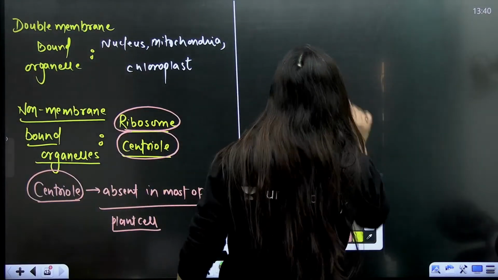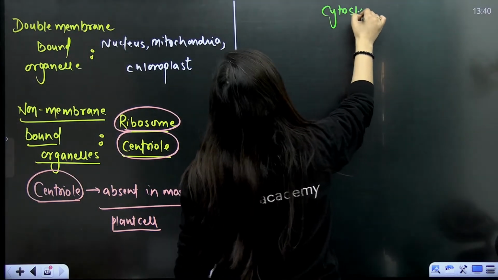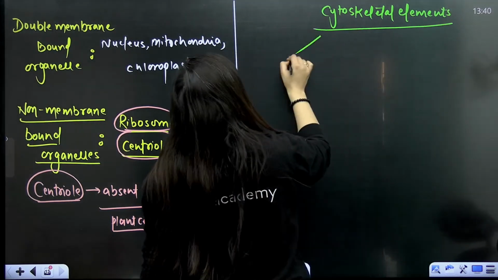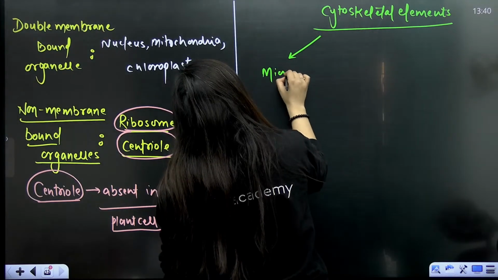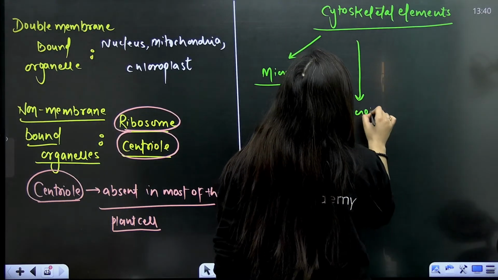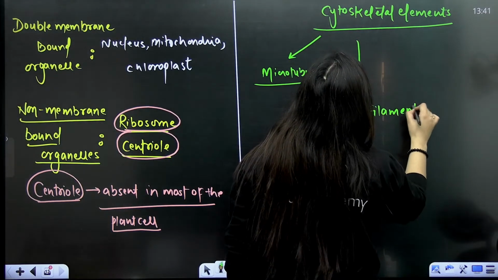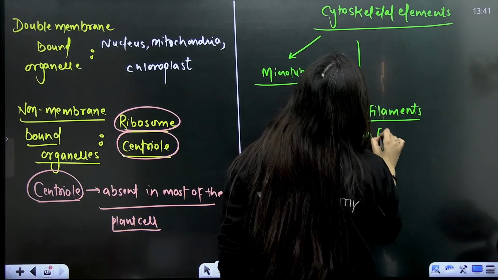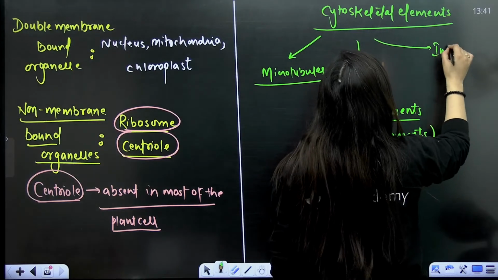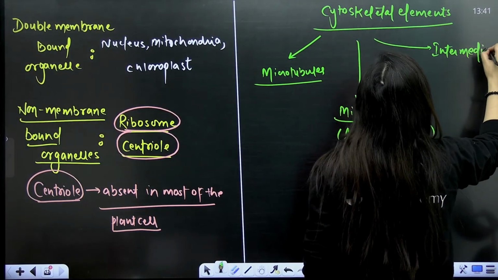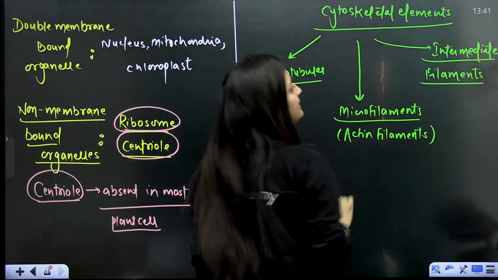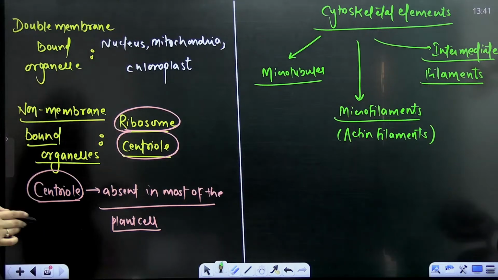And when you talk about the cell, we will also discuss cytoskeletal elements, right? Where you will be talking about microtubules. We will see their role as well. You will be talking about microfilaments, also known as actin filaments, and you'll be talking about intermediate filaments. So that's what we need to understand.